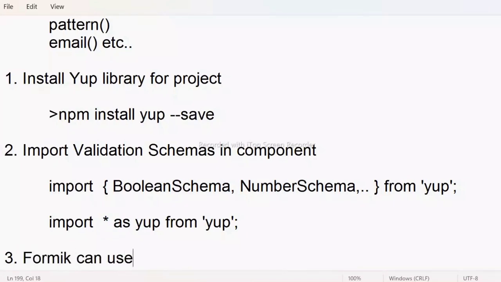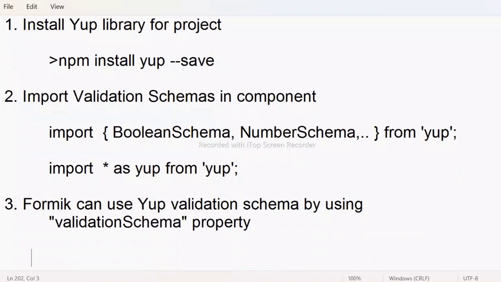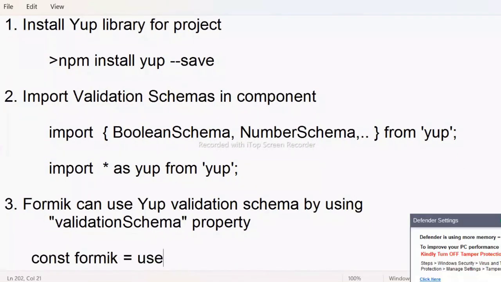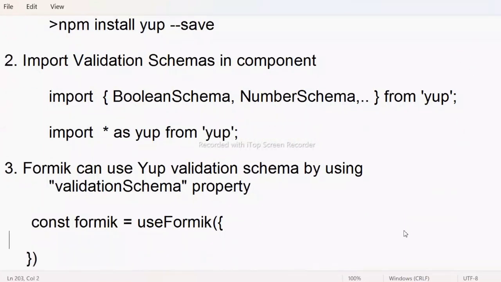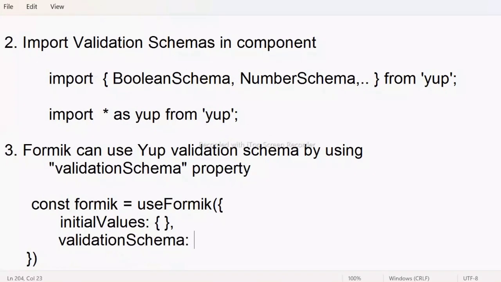Formik can use the Yup validation schema by using the validationSchema property. It has a validationSchema property. That means we have const formik equal to useFormik. In useFormik, what are the options? We have initialValues. Previously we used validate. This time it is validationSchema. And who provides that validation schema? The Yup library provides it.